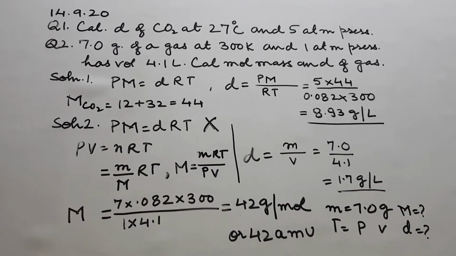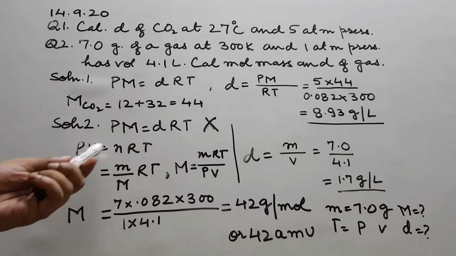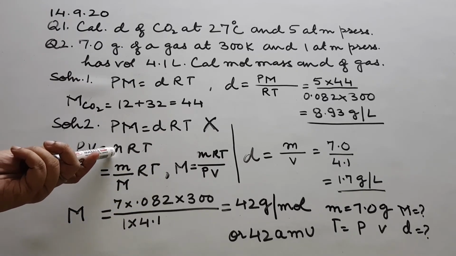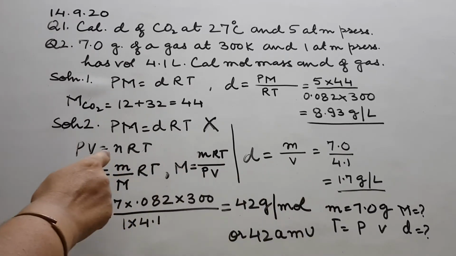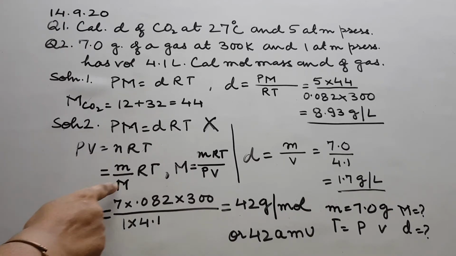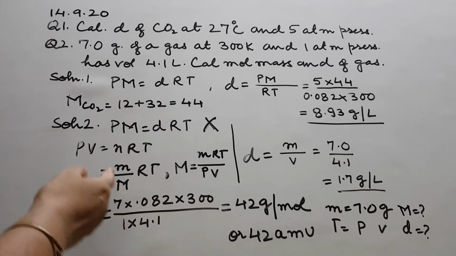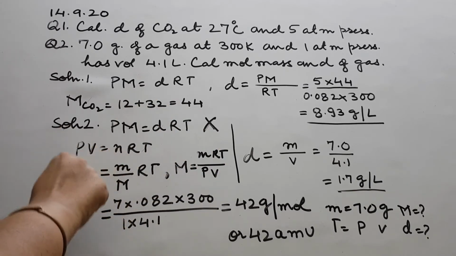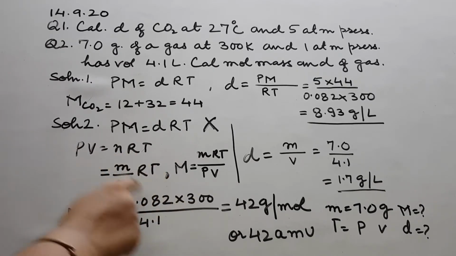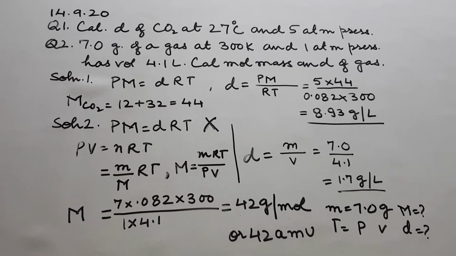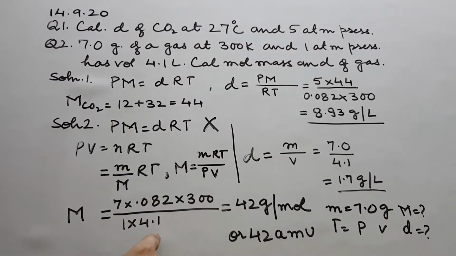So if I use the formula PV is equal to nRT, I can convert the n into small m by capital M. I did it, so I can put the value of this M here. I can calculate capital M, R constant, T given to me, and P and V are also given to me. Because PV is equal to nRT, n I have put as small m upon capital M times RT, and from here capital M is equal to mRT upon PV. I have just put the values of small m, R, T and P and V, P 1 atm and V 4.1. I got this value 42.